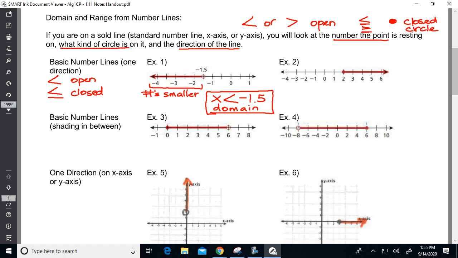If it's a closed circle, then you can use the number. And that's going to tell you what kind of sign to use. So let's look at example 2.